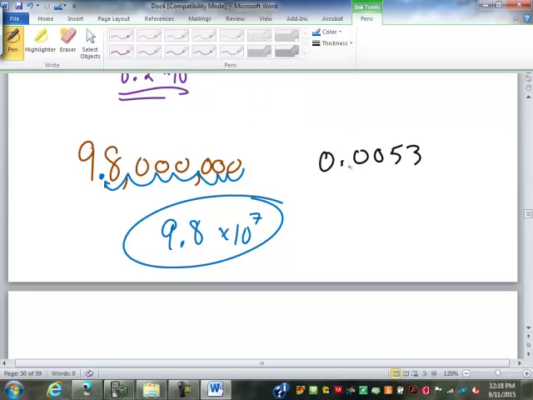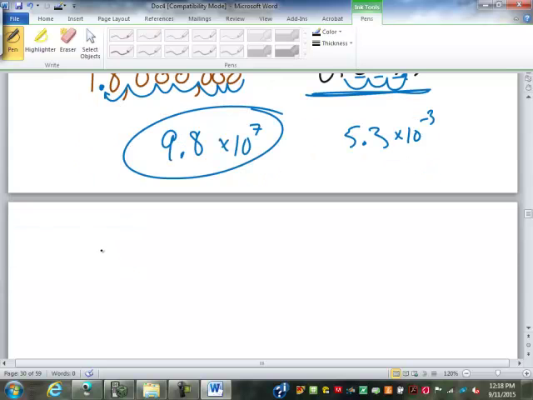Here, I need to move the decimal point there, so it's going to be 5.3. But these are the negative place values. This is 10 to the negative 1, 10 to the negative 2, 10 to the negative 3. Same thing works. 1, 2, 3 places. That's where the negative 3 comes from. I just have to remember this is a small number, so it's in the negative place values.